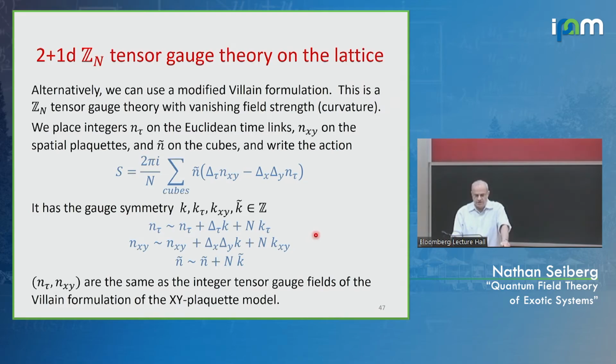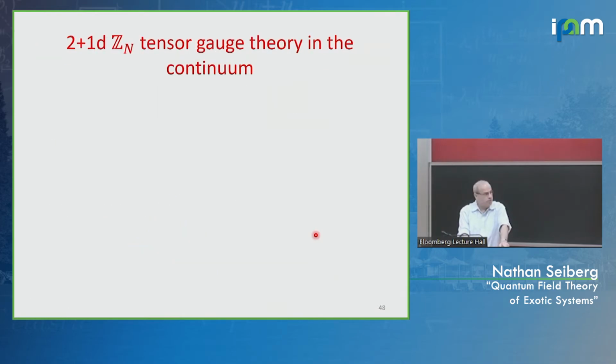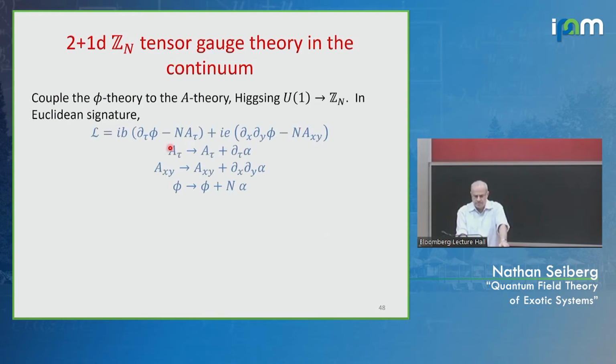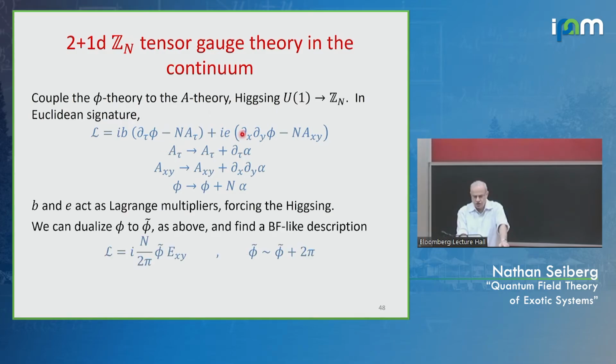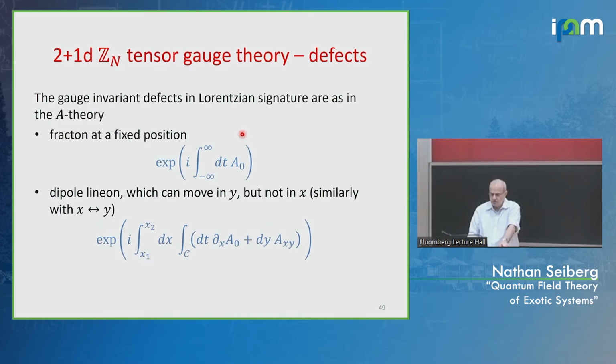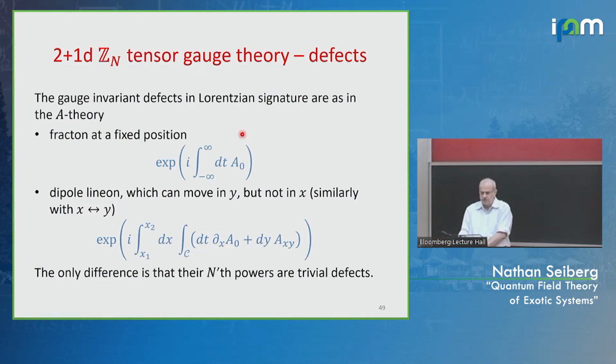This model is a Z_N version of the previous one, which was U1. And we can also do it in the continuum by starting with a U1 gauge theory and Higgsing it down to Z_N. So again, I'm going to just flash the answers. I don't expect anybody to follow, except to say that we have fractons at fixed points, very much like the previous ones. And we have these lineons that are separated in x and can move in y. And it's exactly as in the U1 gauge theory I mentioned earlier, except that now the Nth power is trivial.